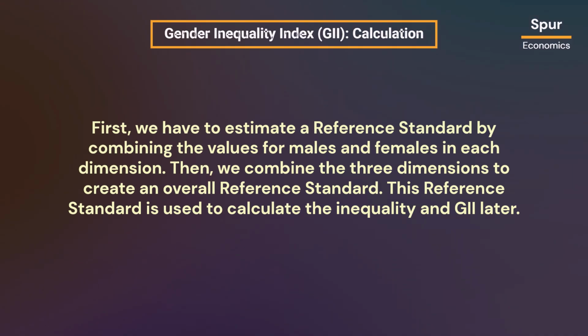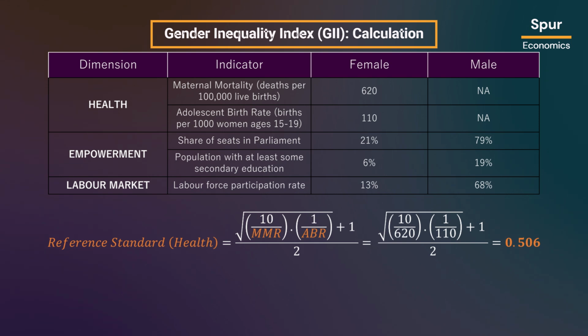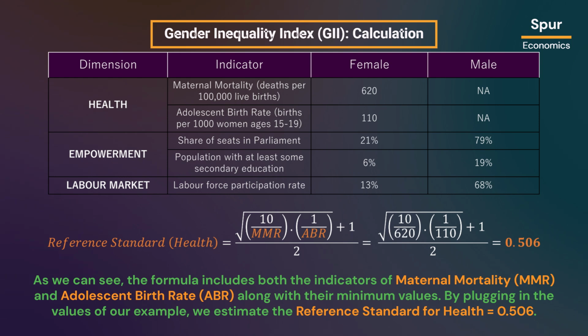First, we have to estimate a reference standard by combining the values for males and females in each dimension. Then, we combine the 3 dimensions to create an overall reference standard. This reference standard is used to calculate the inequality and GII later. We can calculate the reference standard for health dimension using the formula shown here. As we can see, the formula includes both the indicators of maternal mortality and adolescent birth rate along with their minimum values. By plugging in the values of our example, we estimate the reference standard for health equal to 0.506.